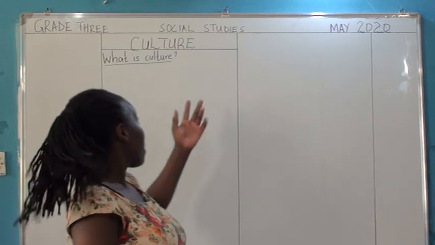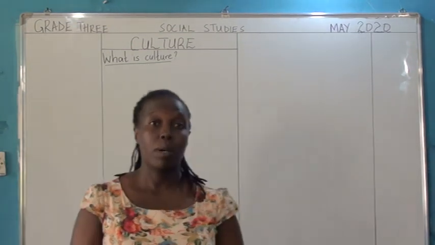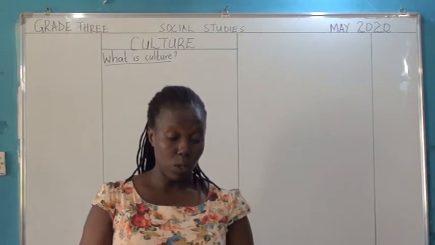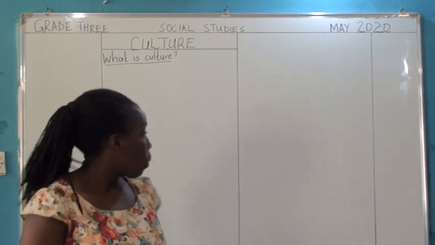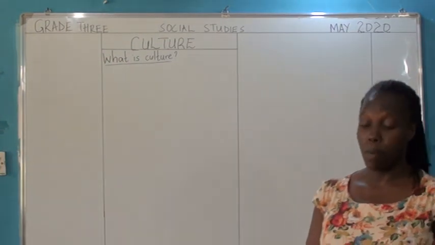We are going to learn Group 3 Social Studies. Last time we were learning about weather, but we are done with that topic. We are going to learn a new topic about culture. We want to look at the culture of different societies or different people.